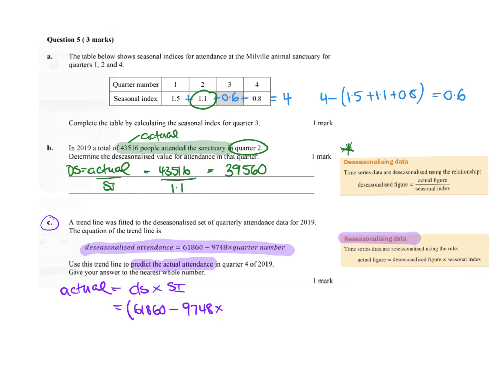So I go back up here, it said set of quarterly attendance 2019. So quarter 4 in 2019, so it is just quarter 4. Then I times it by Q4's seasonal index, which up there I can read is 0.8. And then we do that and we get 18,294.